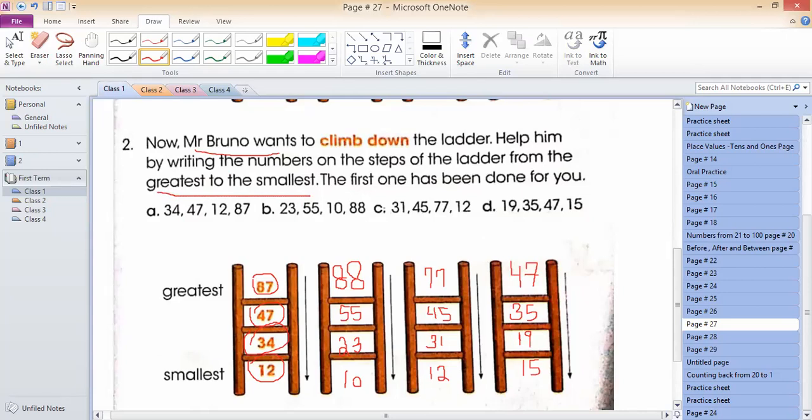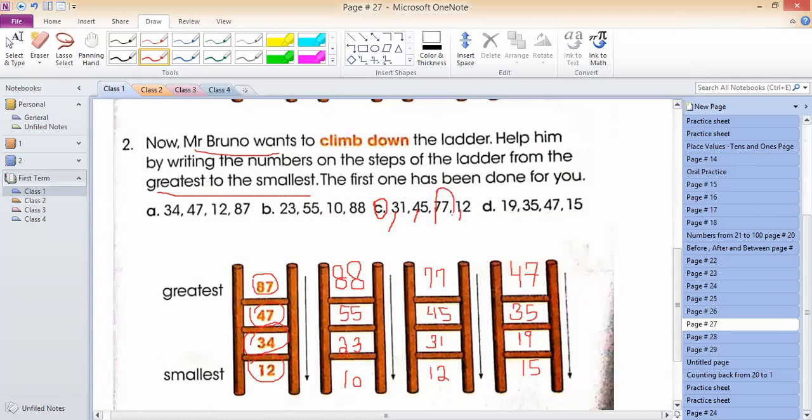So guys, I'll take the example of C here, 31, 45, 77 and 12. Now you have to write a bigger number first. Which is the bigger one? Again, you will compare the tens: 3 tens, 4 tens, 7 tens and 1 tens. So 7 is bigger than 1, 7 is bigger than 4 and 7 is bigger than 3.